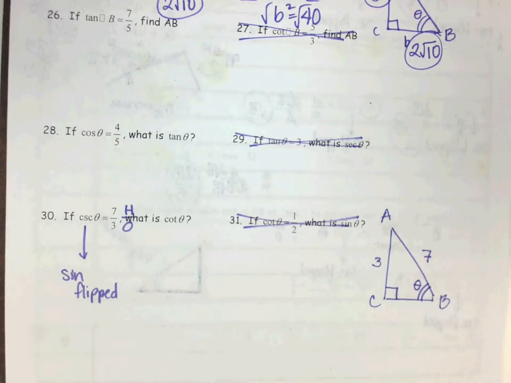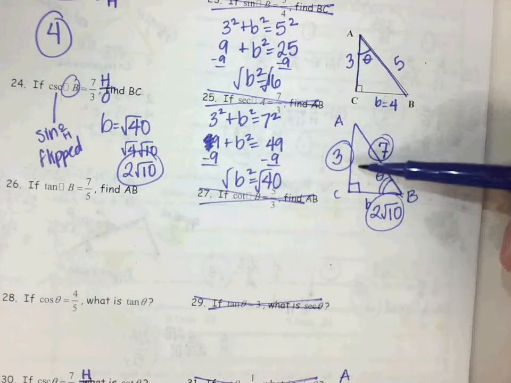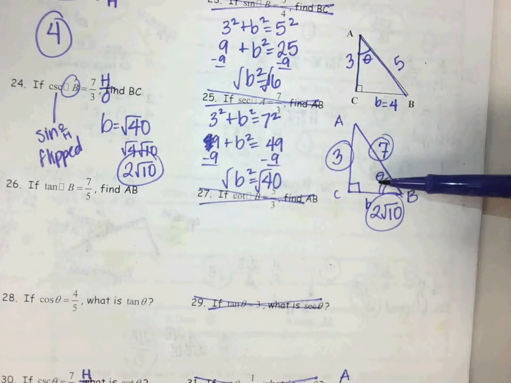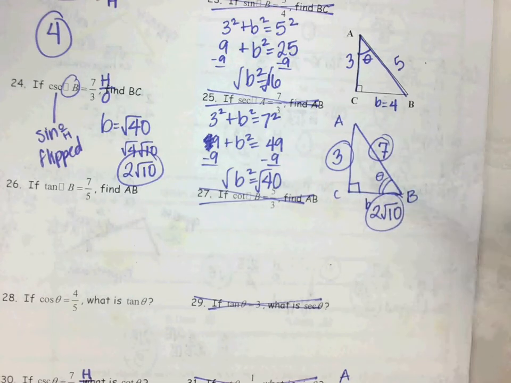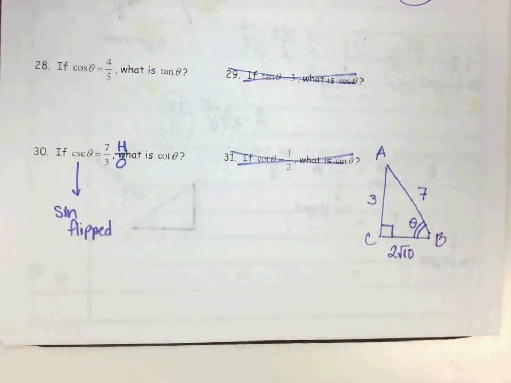Look at the first two. Which one had a 3 and a 7? 2 square root of 10. Yeah. So I'm just going to come up here. Look, we already did this right here. So if this one's 3 and that one's 7, then this side is 2 root 10. I'm not going to try to figure that out all over again. I already figured that out in the other question.